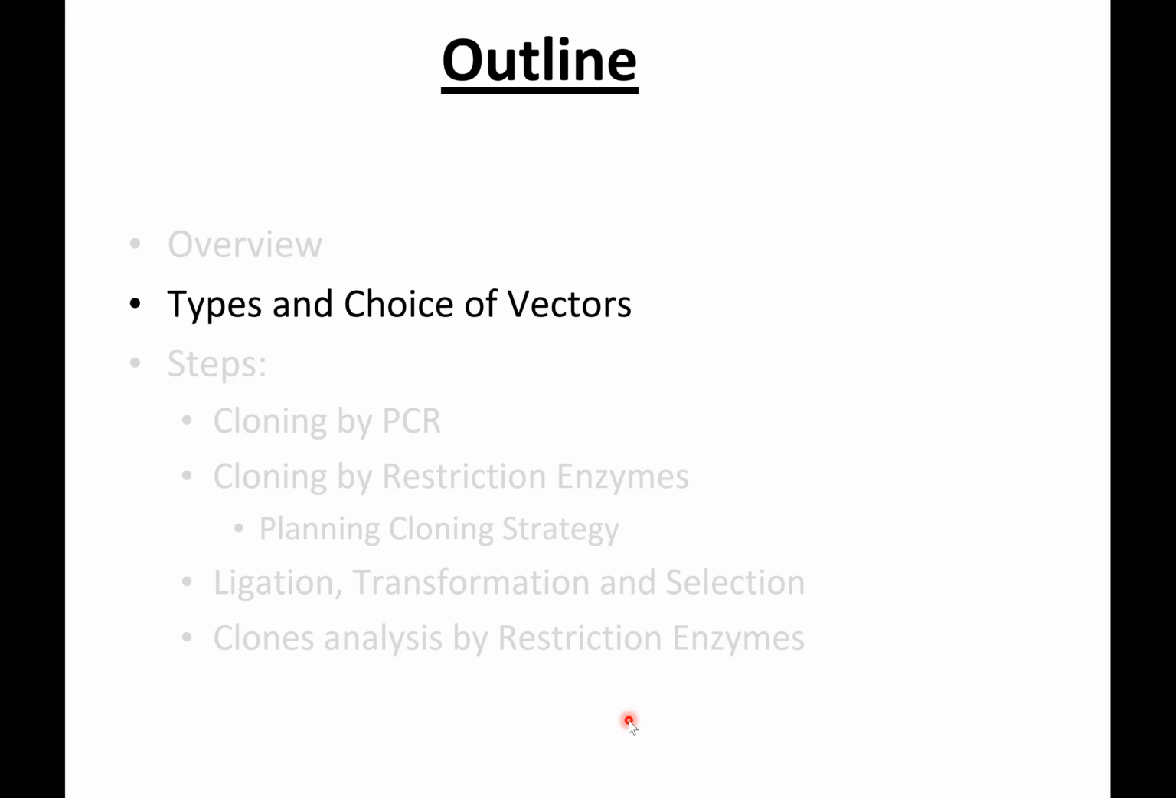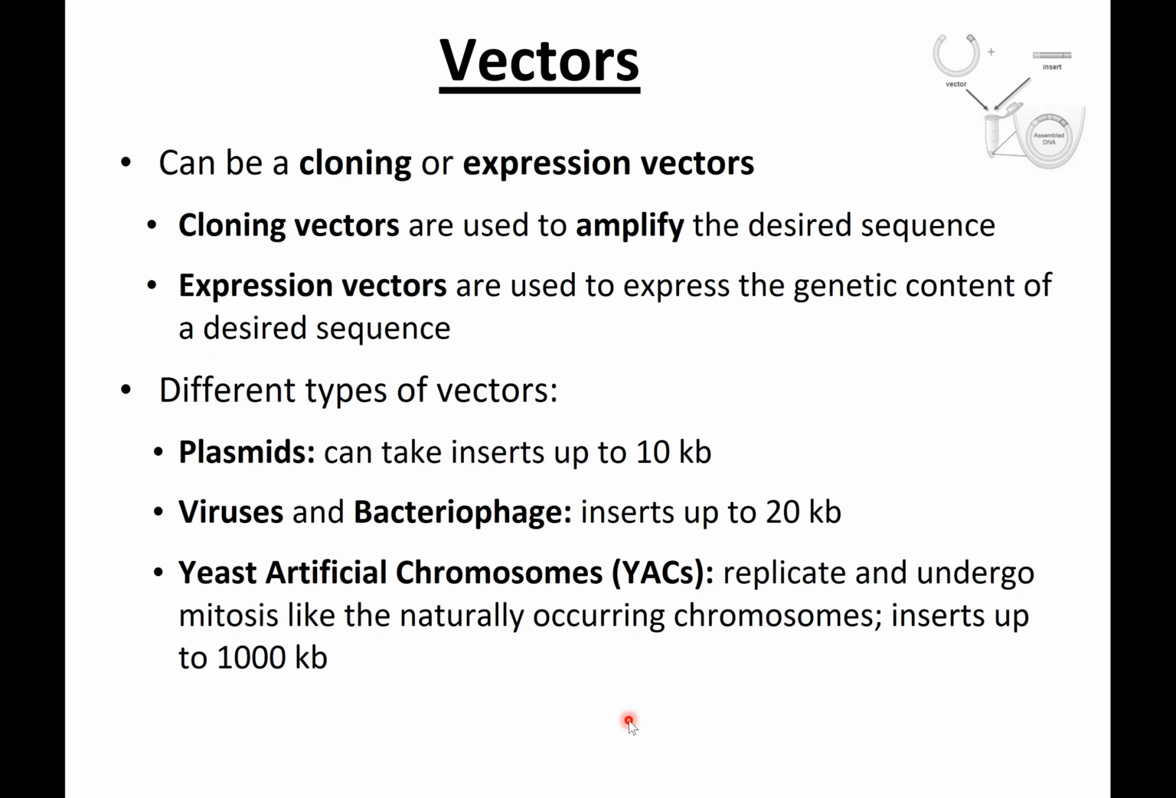First of all, let's talk about the different types of vectors that you can use in cloning DNA molecules. Here we focus on plasmid DNA molecules, but in reality there are many different types of vectors. In general, these vectors can be divided into several groups. The main ones are cloning vectors and expression vectors. The difference between them is that in cloning vectors, the DNA molecule that you insert is not going to be expressed. It's not going to be transcribed into an mRNA or RNA molecule.